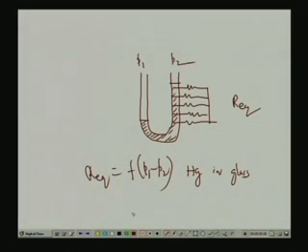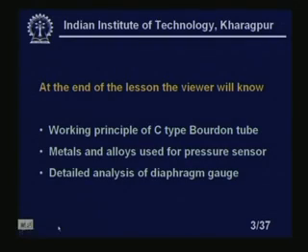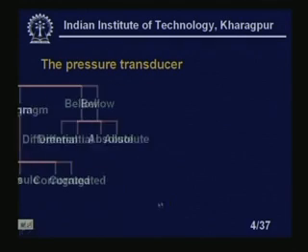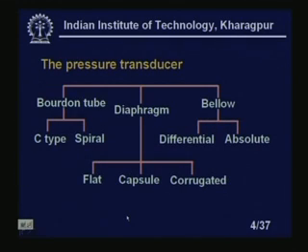Let us go back to the other types of gauges. Now, as I told you, we will discuss the Bourdon tube in more detail. In the pressure transducers you won't find the U tube manometer. So, this is the entire gamut of our pressure transducers. We have the Bourdon tube, of which we have two types, C type and spiral tube. We have the diaphragm, which can be flat, capsule or corrugated, and we have the bellows. These are differential and absolute.